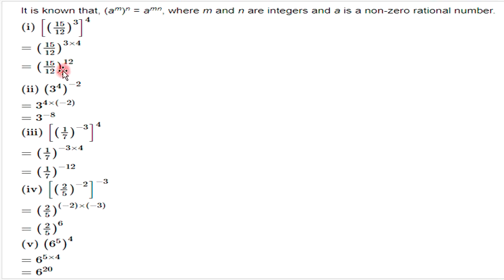In a similar manner, we solve the other examples as well.